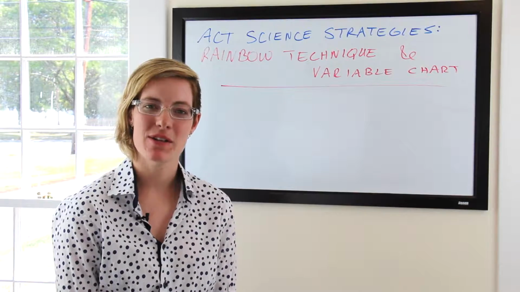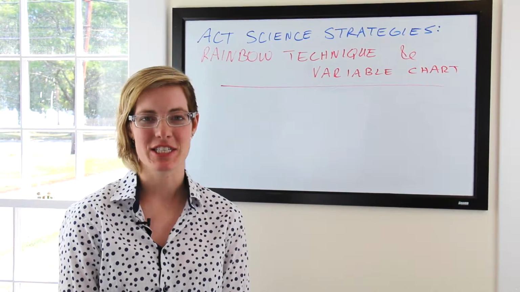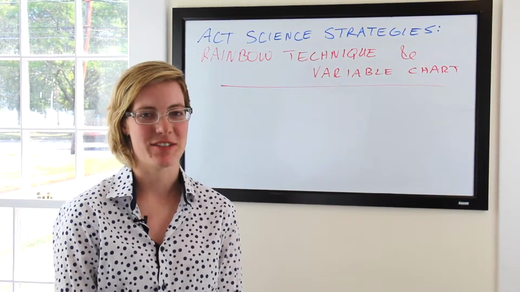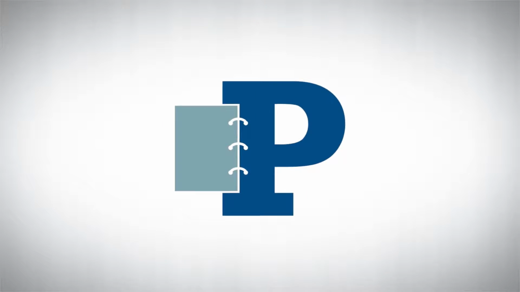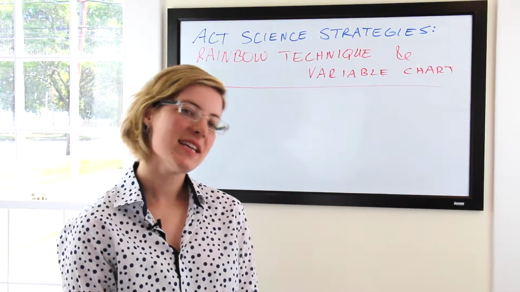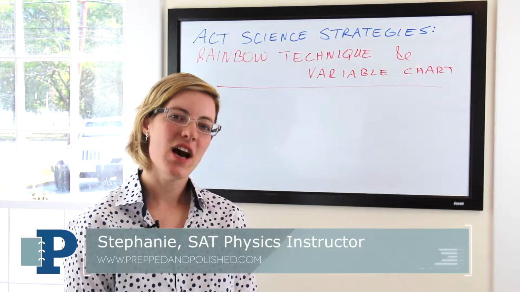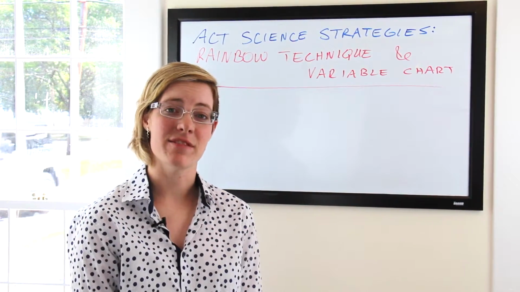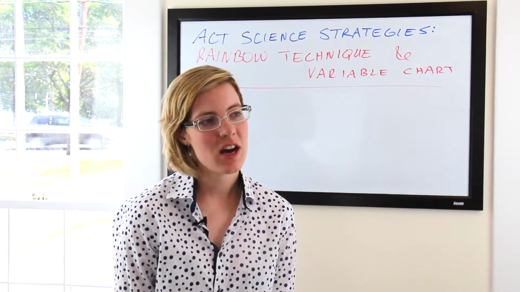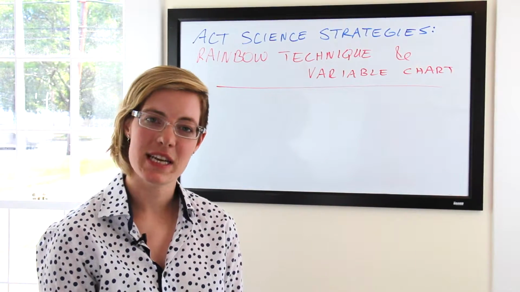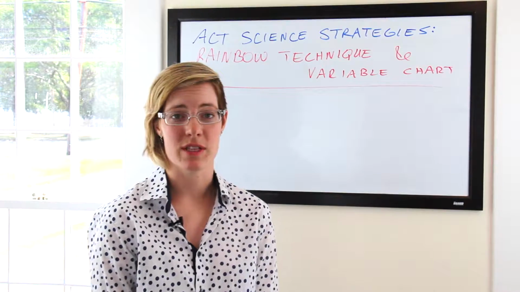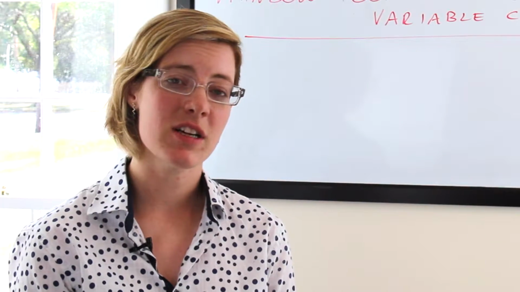Today we're going to talk about two extremely useful strategies for the ACT Science section. The science section is essentially a reading section with a lot of science information in it. It's often difficult for students to keep their information straight when they're going through the science section. Today we're going to learn two techniques for keeping your information straight and organizing your reading.